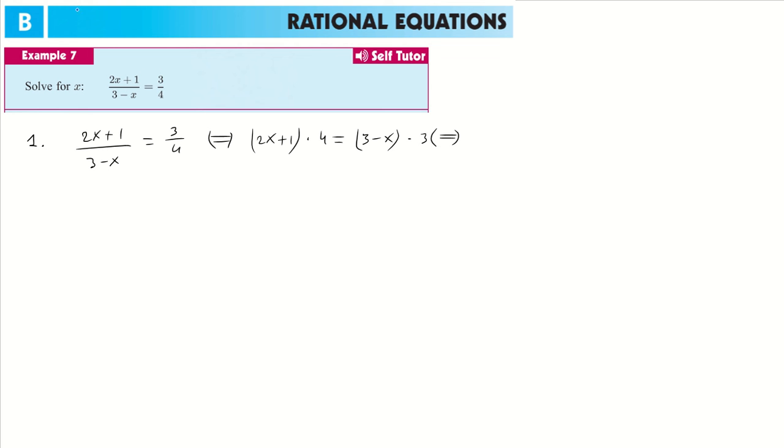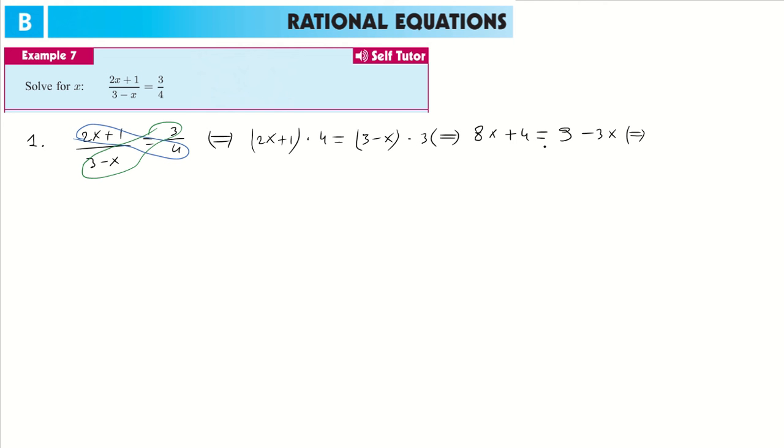Okay, so again the same, this here and this here. Okay, 2x + 1 times 4. 2x times 4 is 8x. 1 times 4 is a 4. And on the right hand side, 3 times 3 is a 9. Minus x times 3 is a minus 3x. So this is just a linear equation.